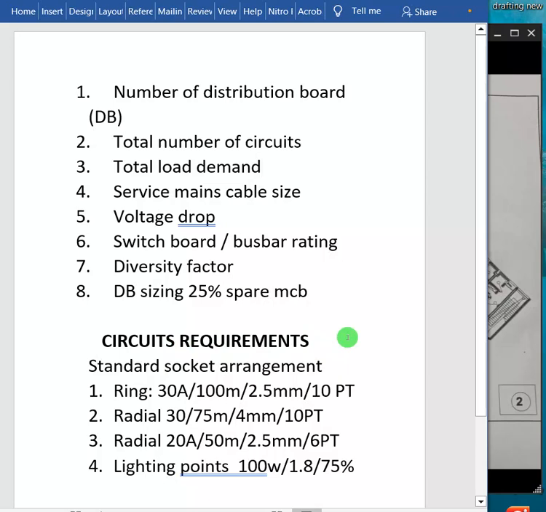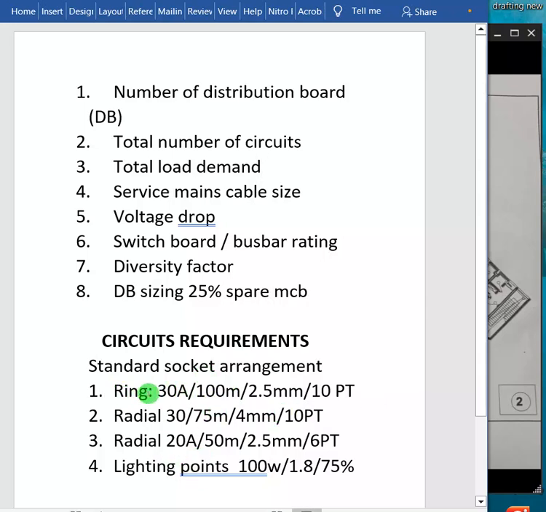We're going to also discuss the circuit requirement for that same installation. Circuit requirement entails standard socket arrangement. These are the 3 standard socket arrangements: ring, radial. We have ring 1, we have radial 1, we have radial 2. We also have a lighting circuit, and the power circuit as well. So let me walk you through what this stipulates.